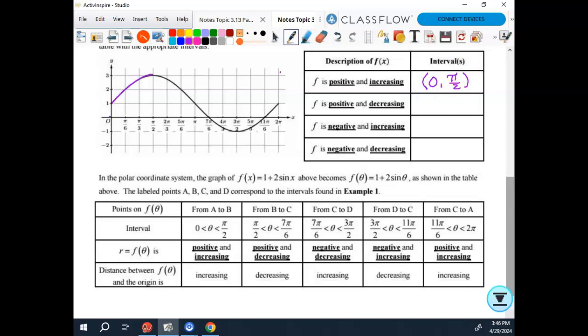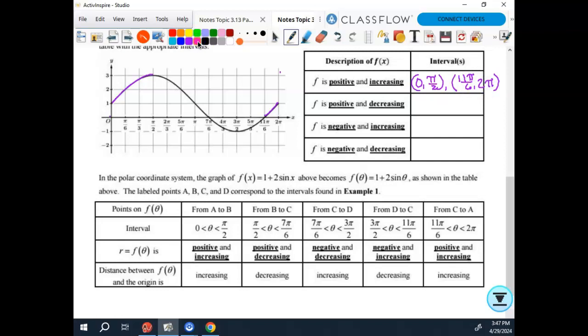Positive and decreasing. Oh, wait, let me erase that. I skipped one. Here, positive and increasing there as well. All right, so I've got to go from 0, I've got to write a little smaller, 0 to pi halves, and 11 pi 6 to 2 pi. All right, that is positive and increasing.